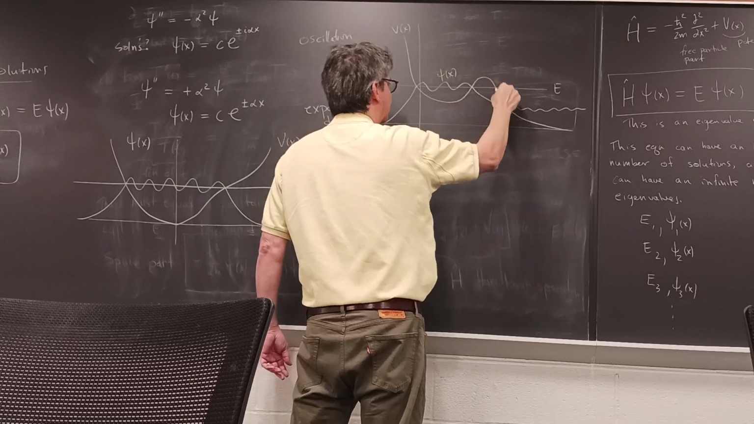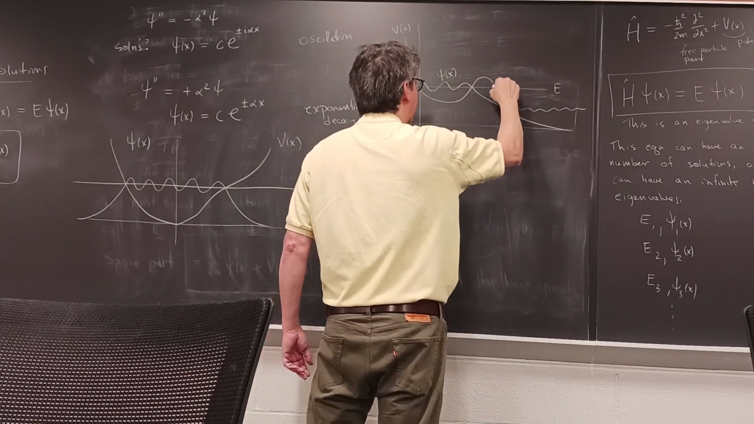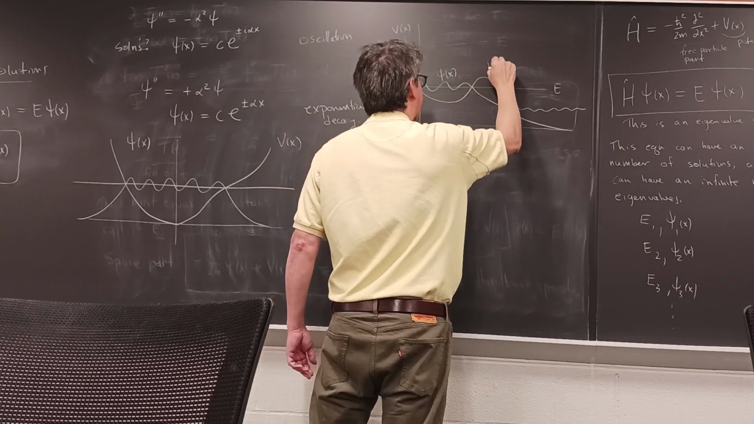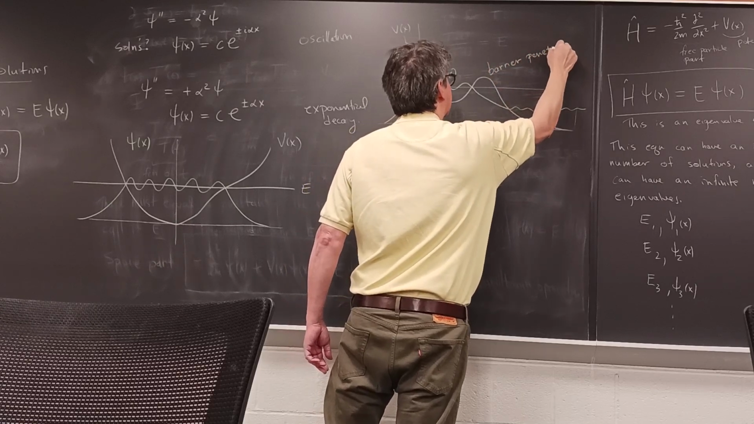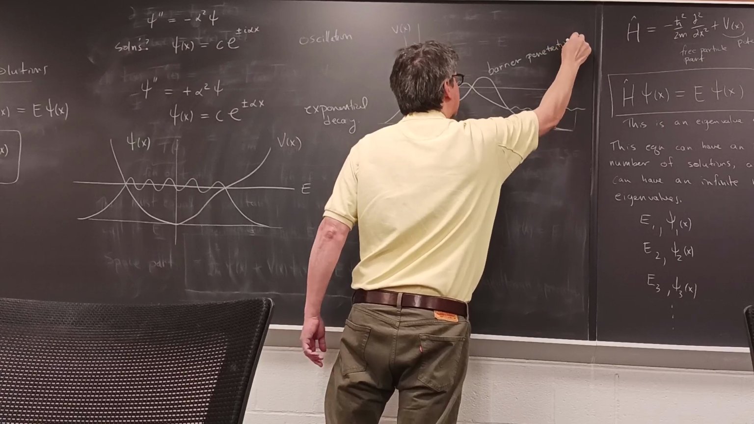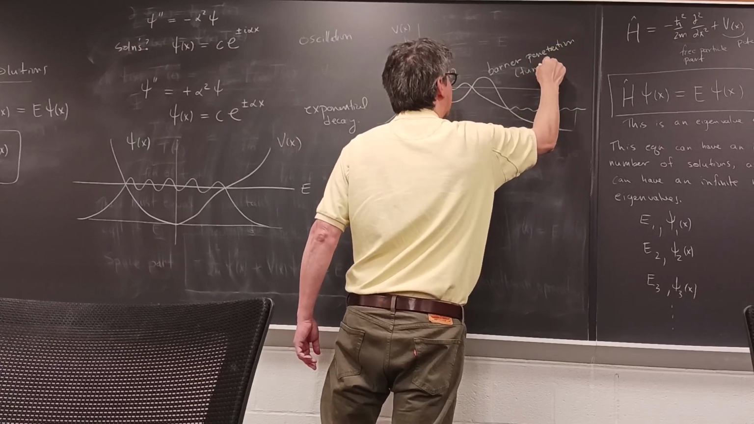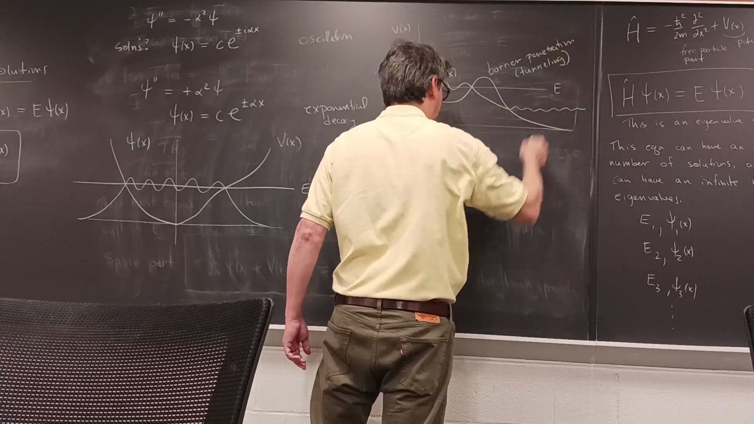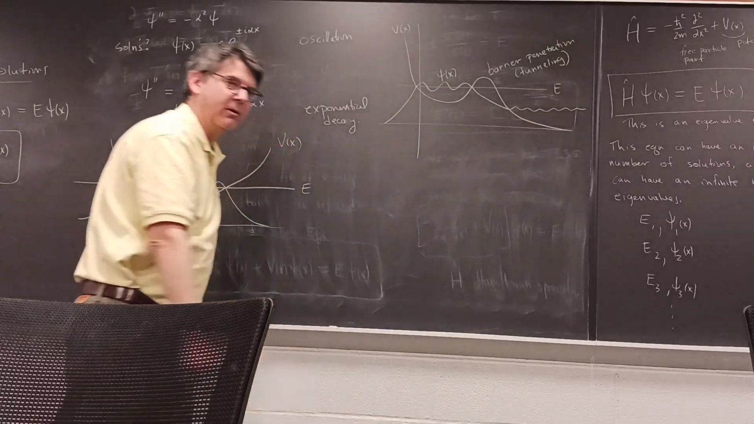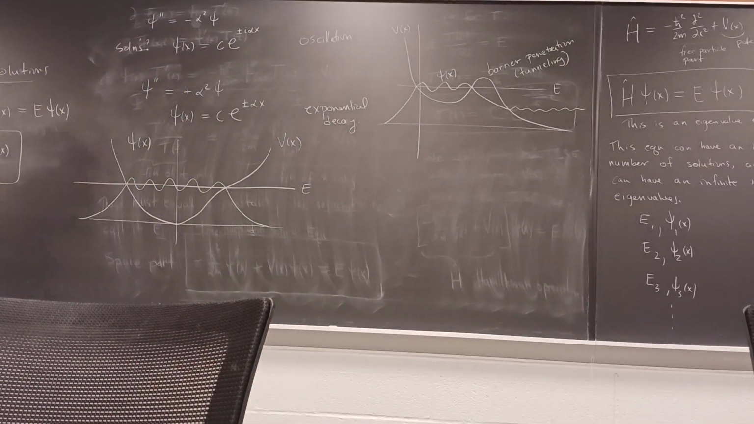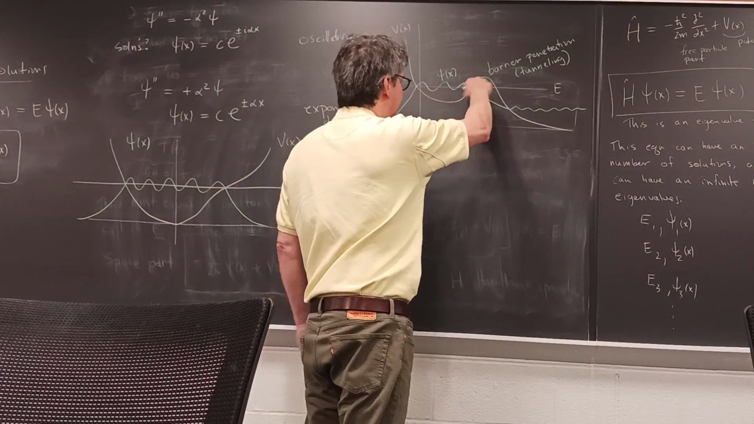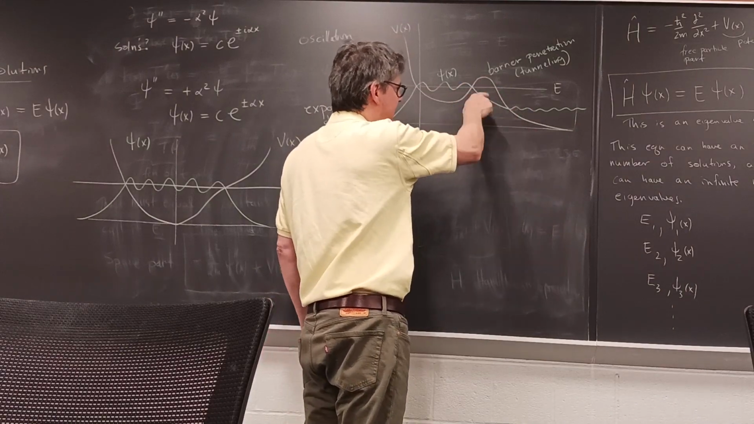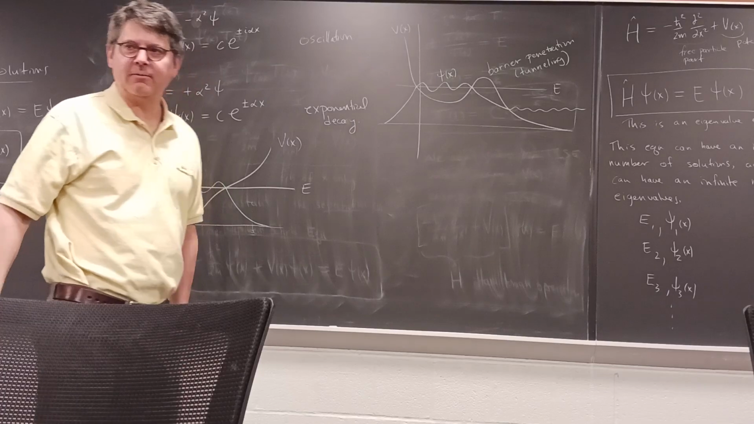So that's psi of x, and if this is the potential hump, this is barrier penetration, or tunneling. And that's how alpha decay works in the atom. You have a big alpha particle that's basically bouncing around, and the potential looks not unlike this, and it actually tunnels out, and that's what gives you alpha decay.